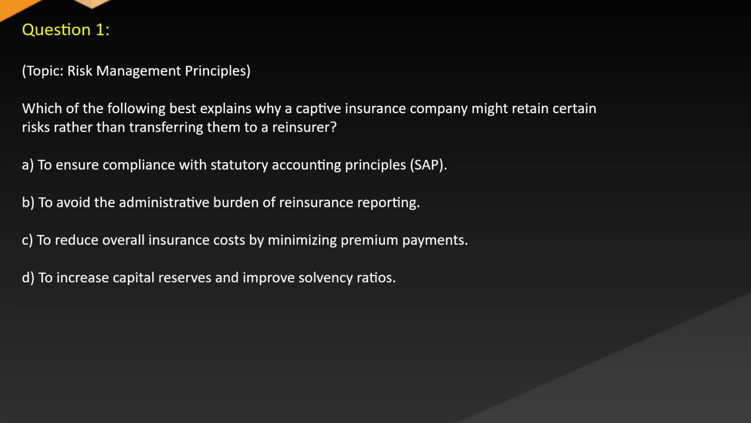Question 1. Topic: Risk management principles. Which of the following best explains why a captive insurance company might retain certain risks rather than transferring them to a reinsurer? A. To ensure compliance with statutory accounting principles, SAP.